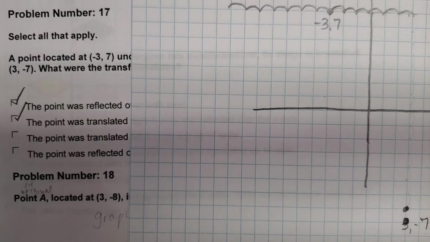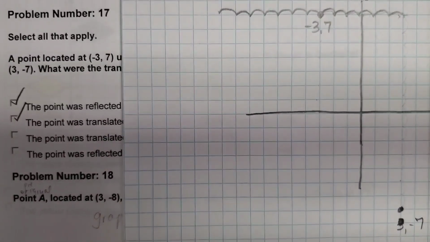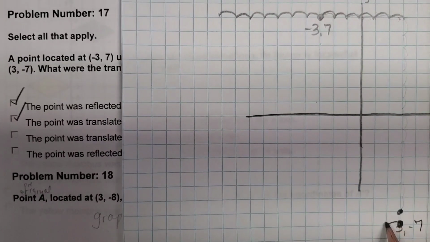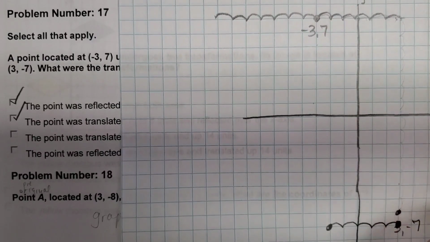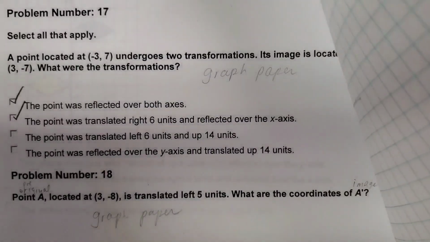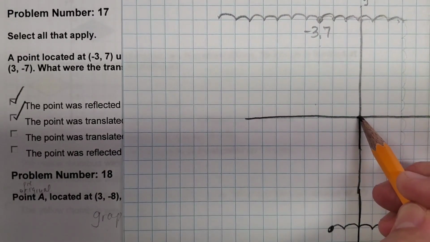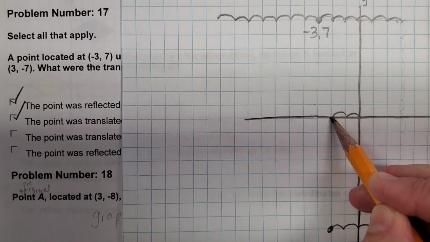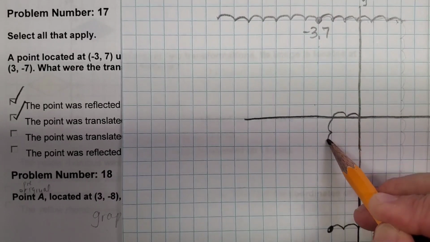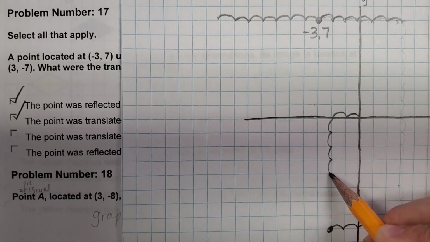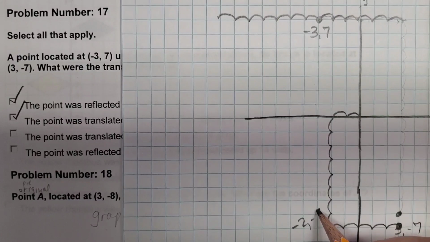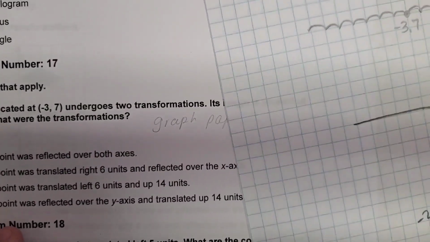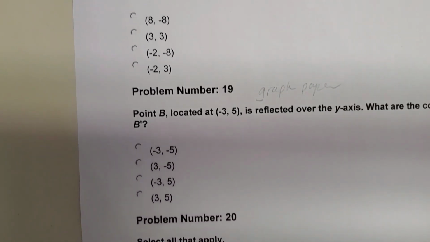Point located at 3, negative 8 is translated left 5. So let's go left. 1, 2, 3, 4, 5. Where are we at when we get there? What are the coordinates of this? Okay, so the coordinates of this are negative 2, and then we're going to go down. So it's going to be another negative 1, 2, 3, 4, 5, 6, 7, 8. So negative 2, negative 8. Right here.